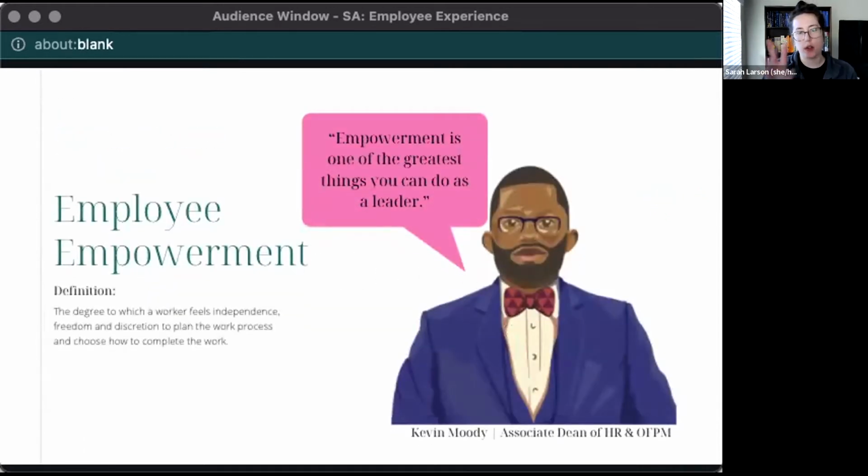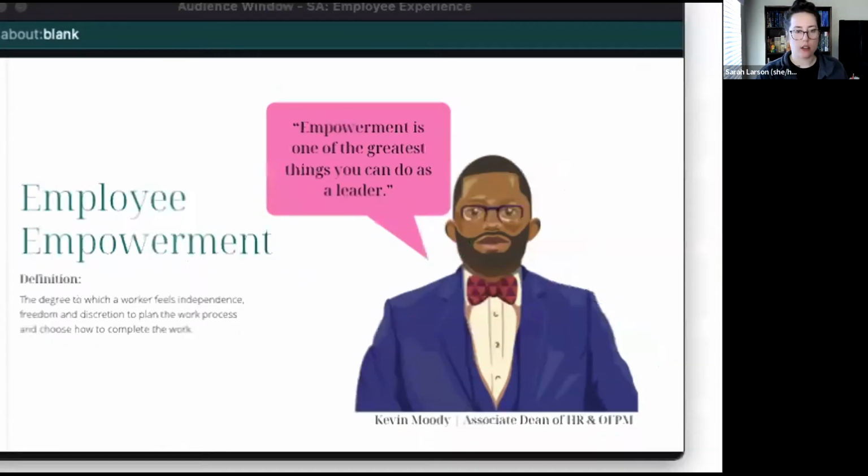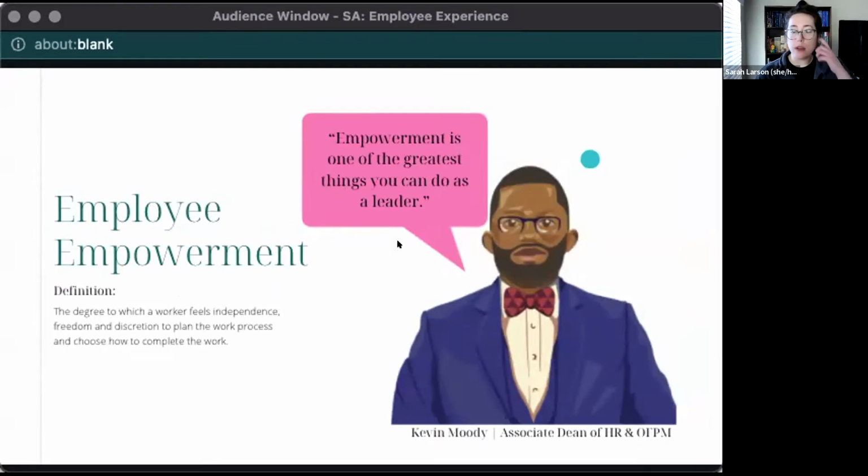Okay, so this is a little fun cartoon of Kevin Moody, who is our Associate Dean of Human Resources and OFPM. If you were in the LEAP program that we had yesterday, he did talk a little bit about empowerment, and I wanted to bring that into this space. Just to reiterate, the definition of employee engagement states, the deep commitment employees have to an organization. This commitment supports organizational success through satisfaction and contribution. Empowerment relates to that contribution piece.